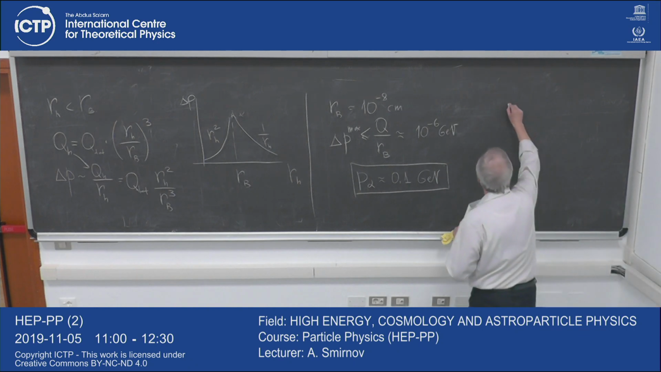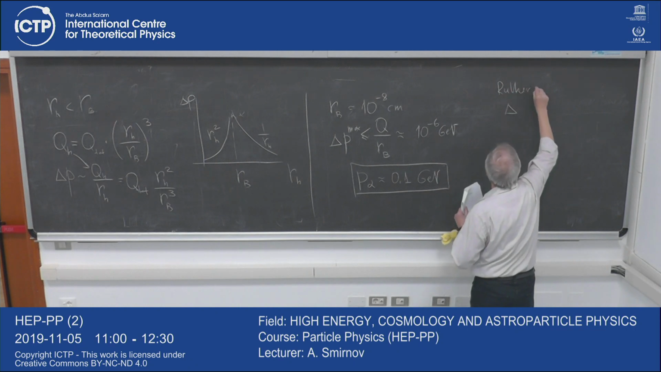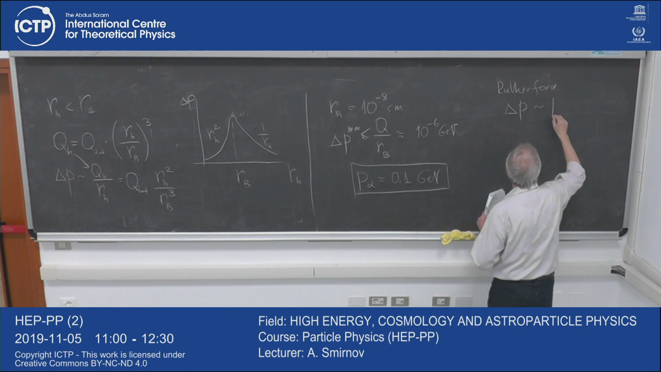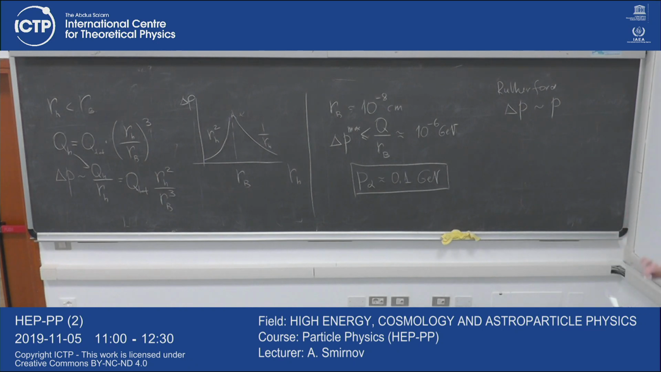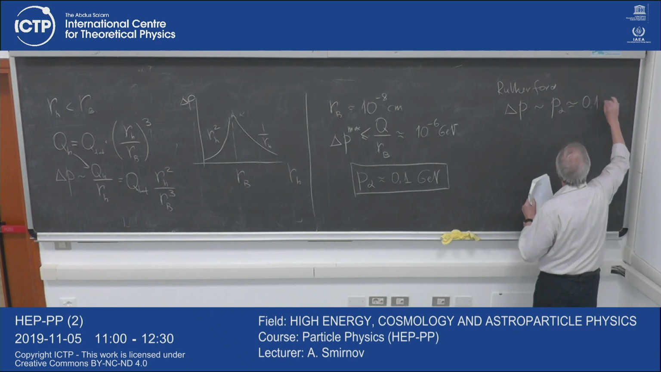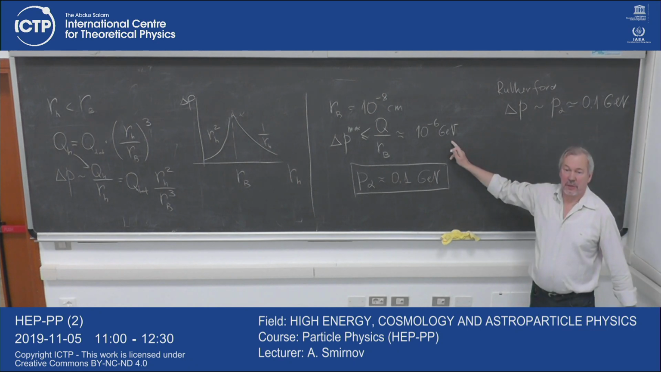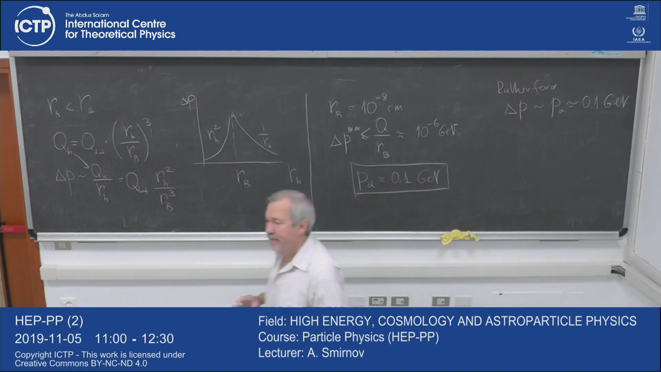As you remember, what Rutherford observed is that delta P is of the order P. And the angles are big, so he observed a number of events with this big delta P, so that should be 0.1 GeV, which is 5 orders of magnitude bigger than what would be expected if you have nuclei of the size of the atom. Okay?